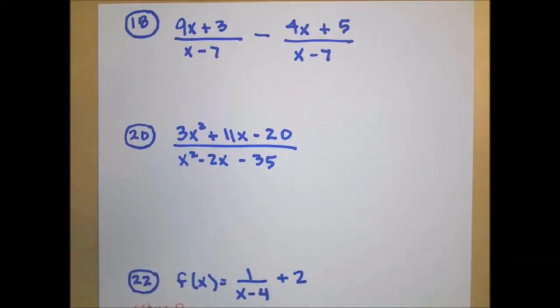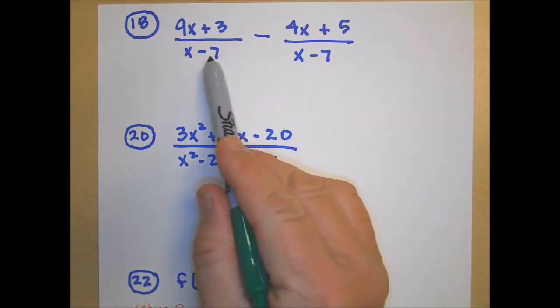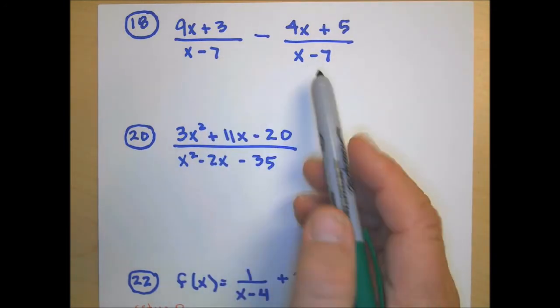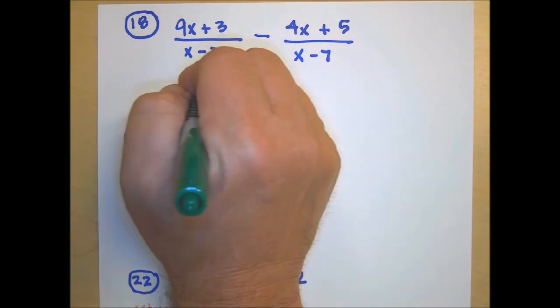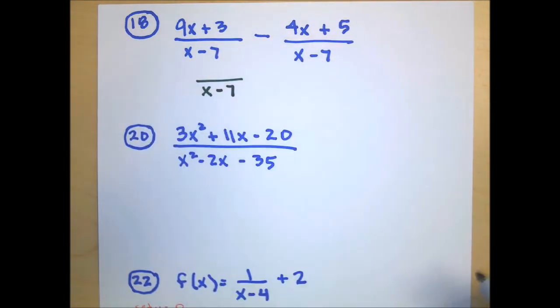For problem 18, I have another rational expressions problem. It's another subtraction problem. And again, I have common denominators, which is really nice because I already know my denominator is going to be x minus 7. The big question is, what's the numerator?